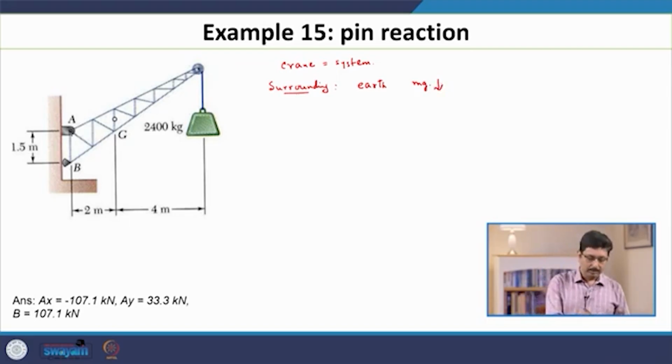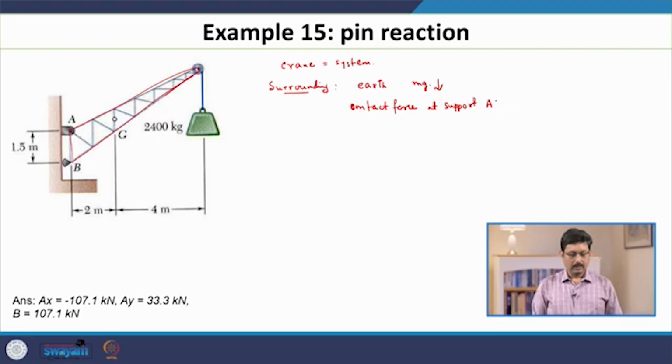What else? If you take this crane as the system, there is a contact interaction at the support A, a contact force at support A. Now, let us define our coordinate system as follows. I am going to take the point A as my origin, and you will see why. This direction I am going to define as x, and this direction as y. The vertical direction is y and the horizontal direction is x. Even though the crane is actually a 3-dimensional object, from the figure it is clear that there is nothing happening in the z direction. So, it is effectively a 2-dimensional problem.